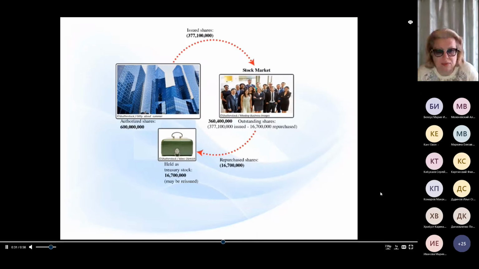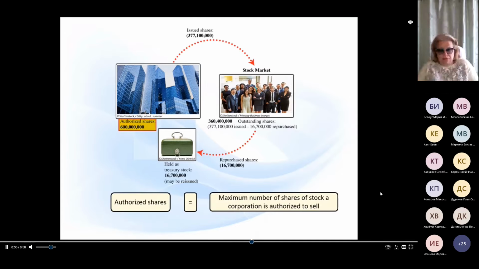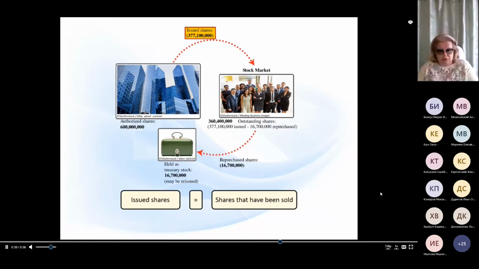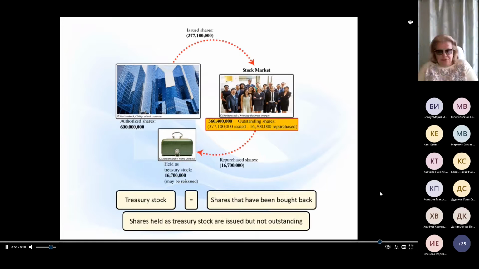The corporate charter specifies the authorized number of shares, that is, the maximum number of shares the corporation is authorized to sell to the public. Shares that have been sold to the public are called issued shares. For a number of reasons, a company might want to buy back shares that have already been sold to the public. Shares that have been bought back are called treasury stock. Shares held as treasury stock are considered issued shares, but not outstanding shares.